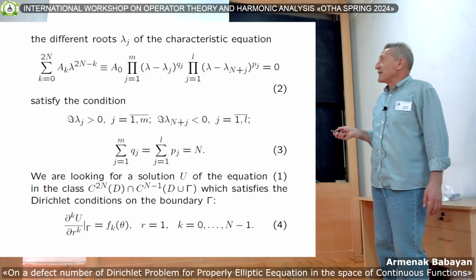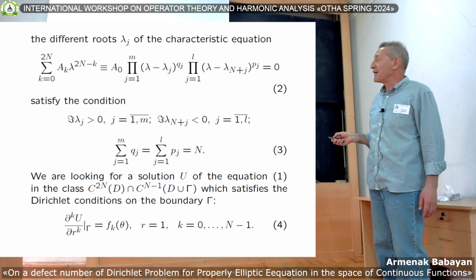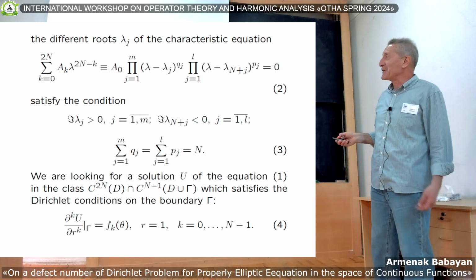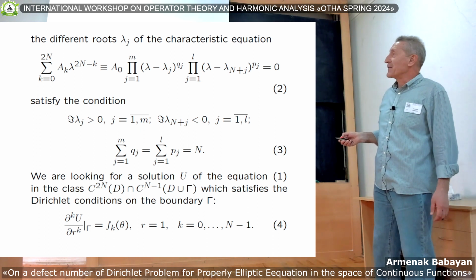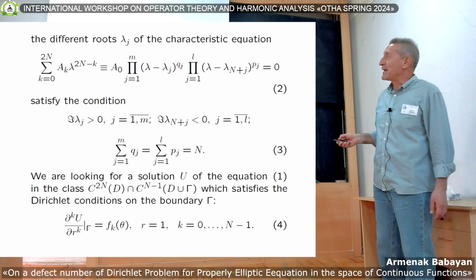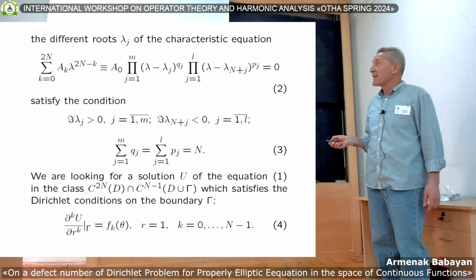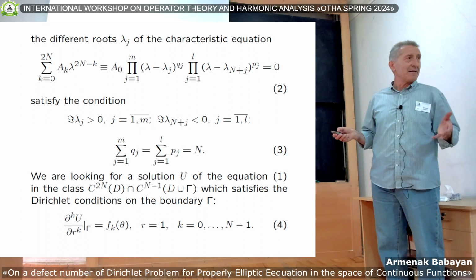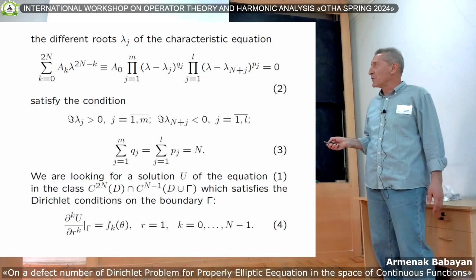We are looking for a solution u of equation 1 in the class. The main novelty of this formulation of the problem is the following: we consider that the n-1 order derivative of the function is continuous up to the boundary. Inside it will be 2n times differentiable, but we know that the solution inside will be analytic. Therefore, this condition is not necessary, but it is important.